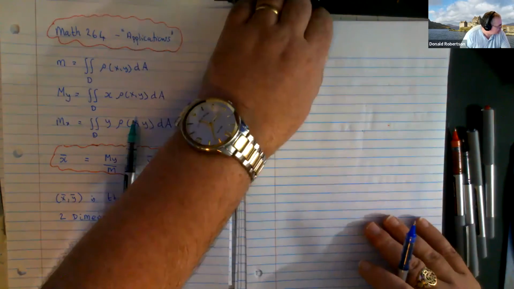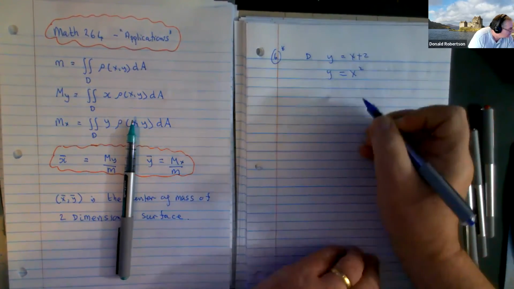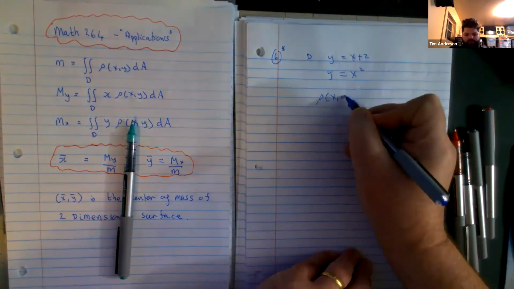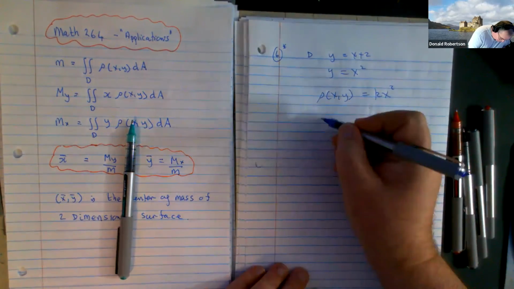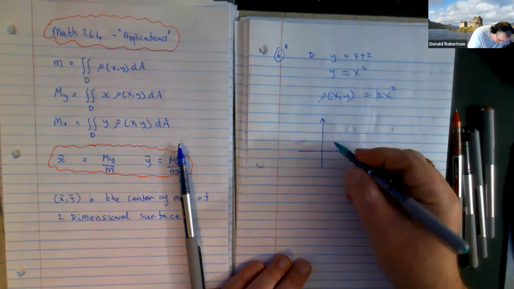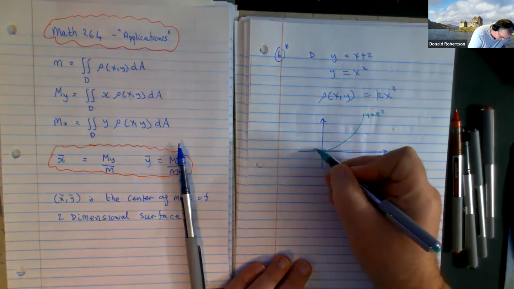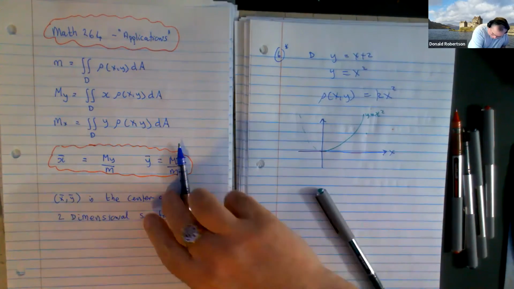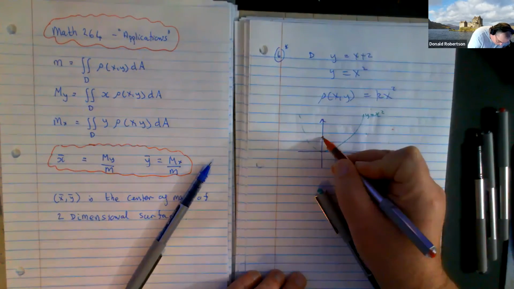Well, I can set up 6, but I won't do much more than that. D is bounded by y equals x plus 2 and y equals x squared. And our density function looks like that. So you can do this in Desmos, but y equals x squared looks like this. I mean, it goes around here as well. And if you do y equals x plus 2, it's a straight line, so it goes something like that.